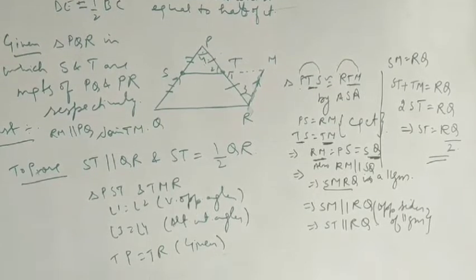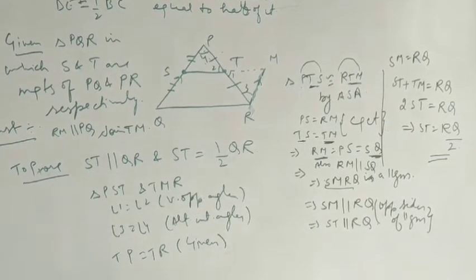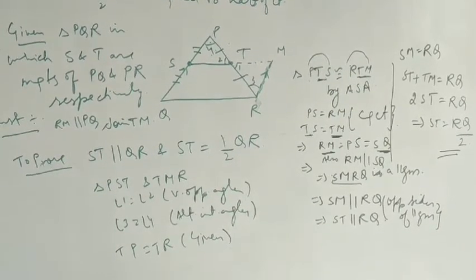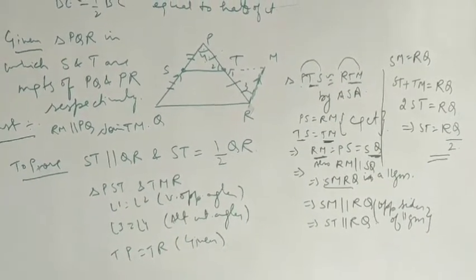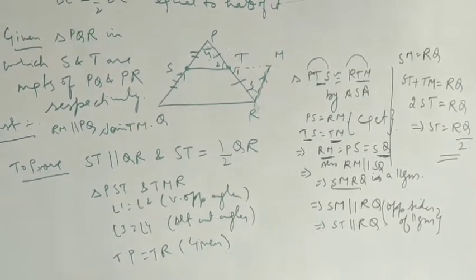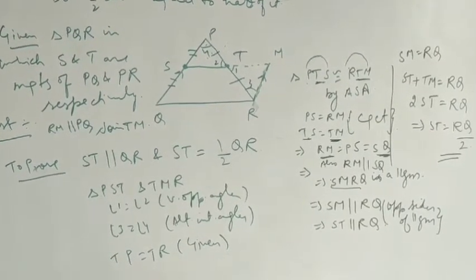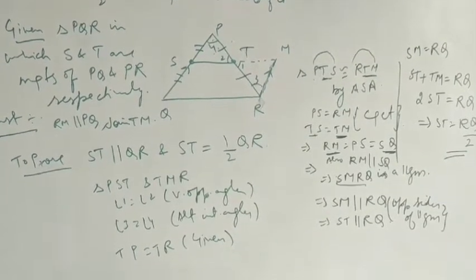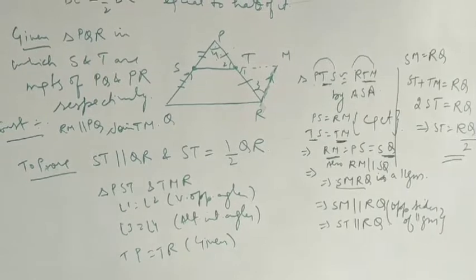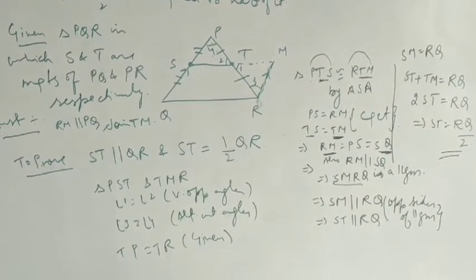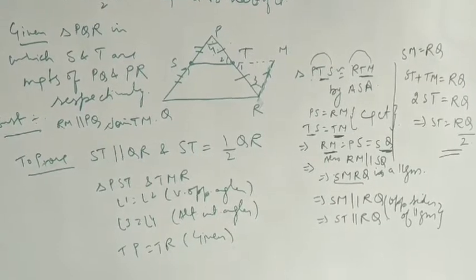If you join the midpoints of any two sides, then that line will be parallel to the third side and will be equal to half of the third side. This proof is also part of the syllabus. And one more point: in the last chapter you must be wondering why we have not done the remaining exercises. This syllabus has changed and we have to do only the congruency part from the last chapter.